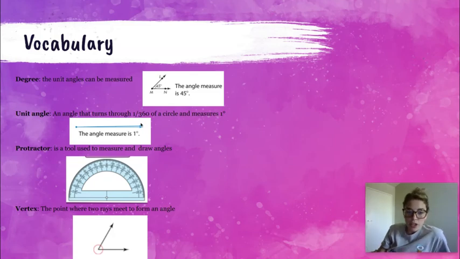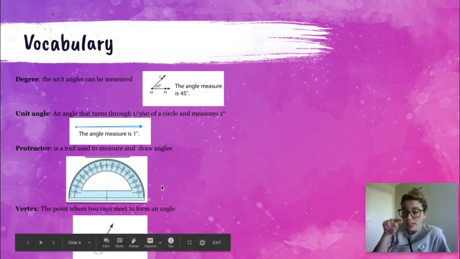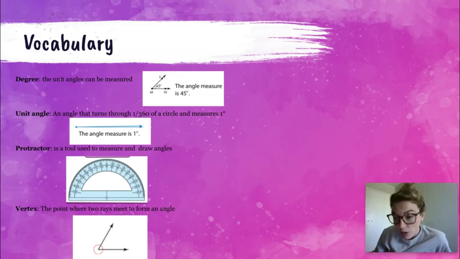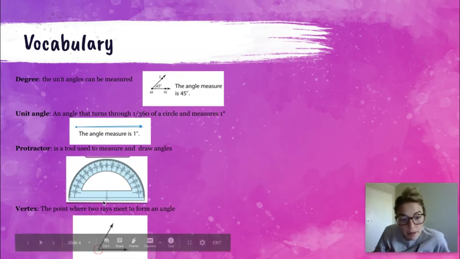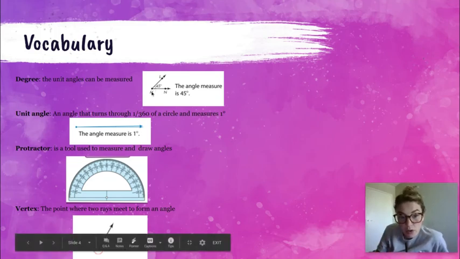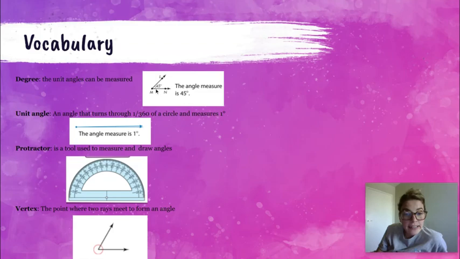A protractor, you've probably seen these in the classroom. They're a plastic tool. Sometimes people have metal, but we have clear plastic ones at school that can be used to measure and draw angles. And that's something we'll do this week over the computer. It has this little dot here, and that's where you put the vertex. This is the vertex, where those two rays meet. A vertex is where those two lines meet. That's the vertex.